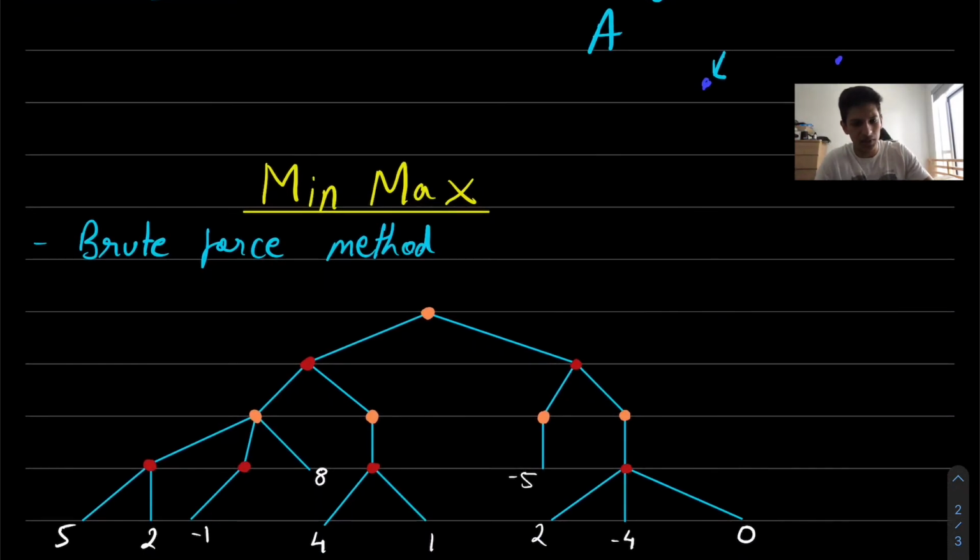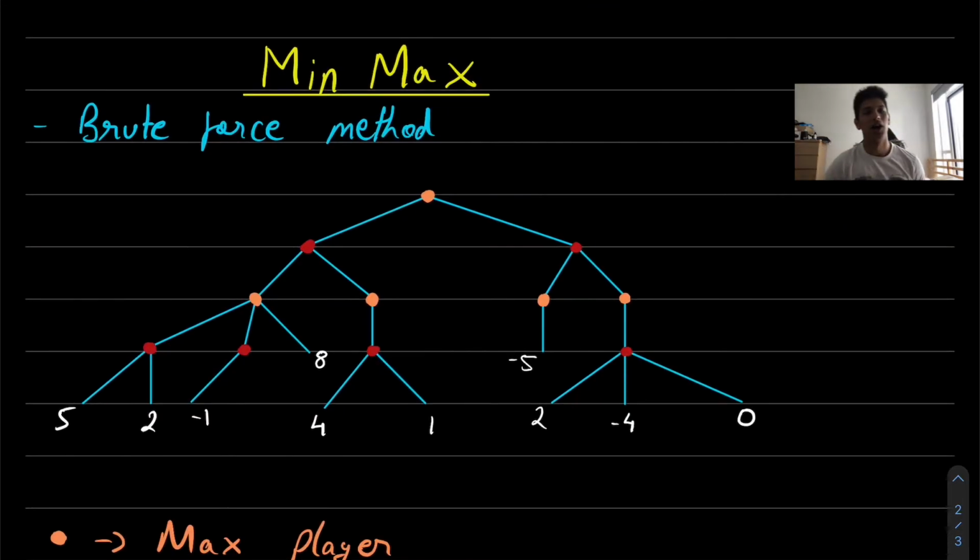Anyway, let's move on to the MiniMax algorithm. MiniMax is a brute force algorithm. It evaluates all possible game states and then chooses the best action based on that. So for example, let's say you're playing cross and knots, tic-tac-toe, whatever it's called. I think it's called tic-tac-toe.